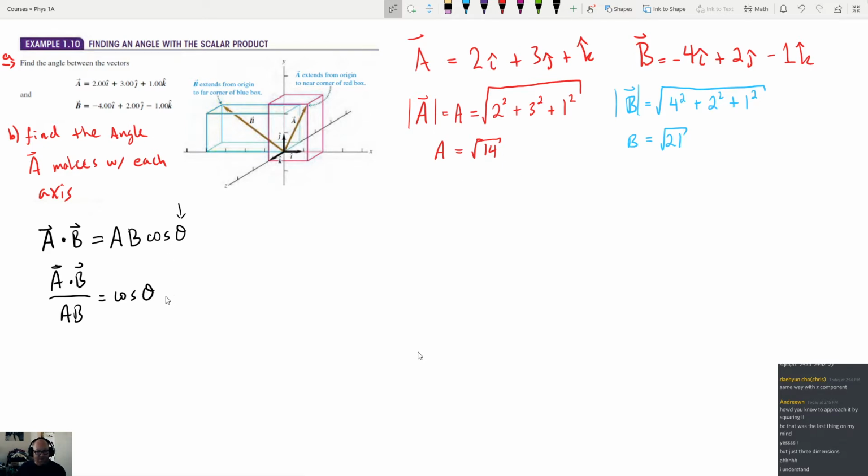All right, this is what we need to do now. We found A and we found B. We need to find A dot B, right? So let's do that. Our definition for A dot B in the case where we have unit vectors given is that we're going to take this times this. You multiply the x components, so we have 2 times negative 4. And then we add to that, multiply the y components by each other, 3 times 2. And then 1 times negative 1. Okay. So we'll get negative 8 plus 6 minus 1. I think that'll be negative 3.